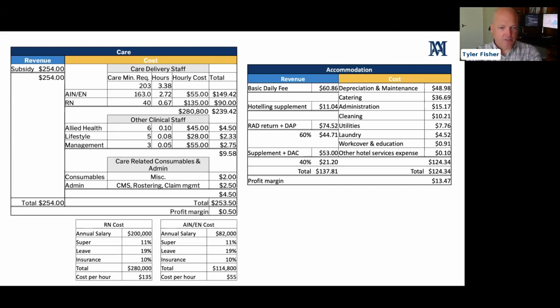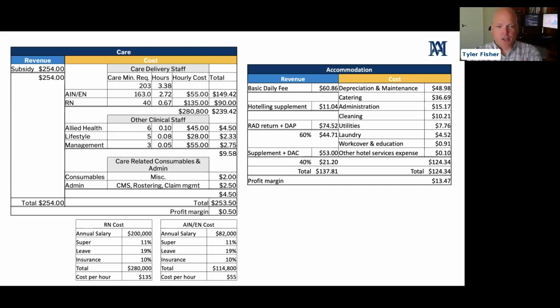So when we add super and leave and insurance, a total cost to the business for a $200,000 salary would be around $280K a year, which comes out to $135 an hour for a full-time employee, 40 or 38 hours a week. And so the same with an AIN, EN, which would be a blended rate in this example, at $55 an hour, and usually these aren't salaried employees, but it would be the equivalent of an $82,000 a year salary, or 114, call it 115K total expenditure for the business a year.